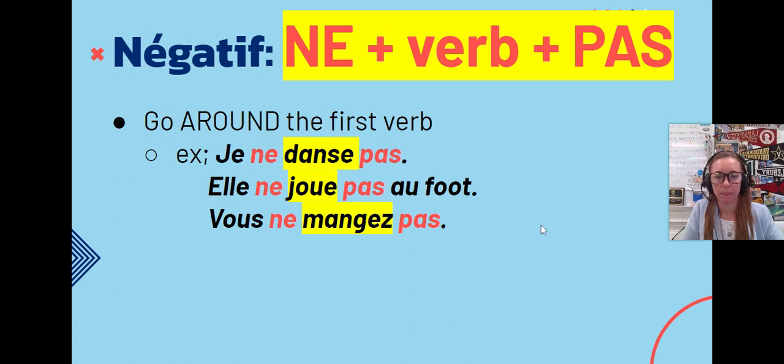Vous ne mangez pas. So you can see I have the verb highlighted, the action, and there's the ne before, and the pas is after. It doesn't matter if there are other words in the sentence. You got to focus on the verb. She's not soccering. She's playing soccer. So play is your verb.